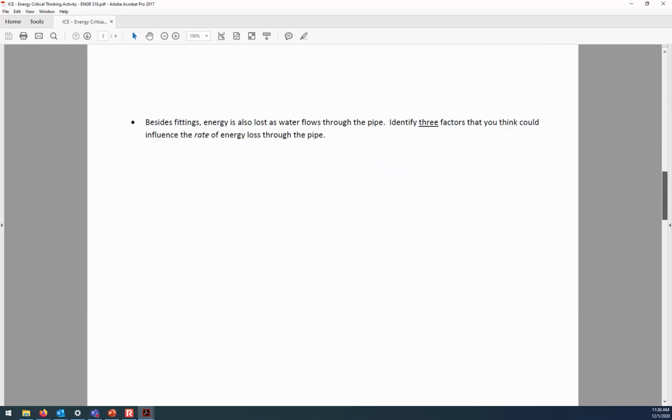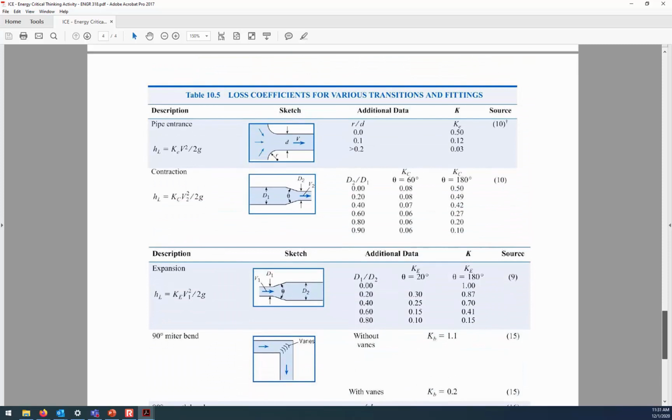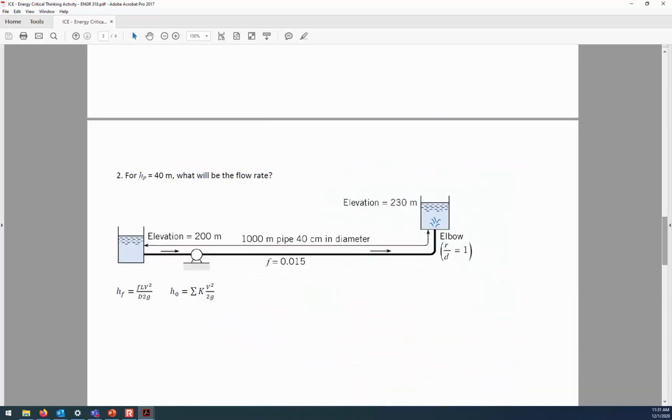Now, let me show you, at the end of this file that I sent, there are loss coefficients for various transitions and fittings. When the water goes around a bend like this, it's losing energy just because of the change in direction. And the sharper the transition, the more energy is going to be lost. The R here stands for radius, the radius of curvature of the bend, and the D means diameter, the diameter of the pipe.